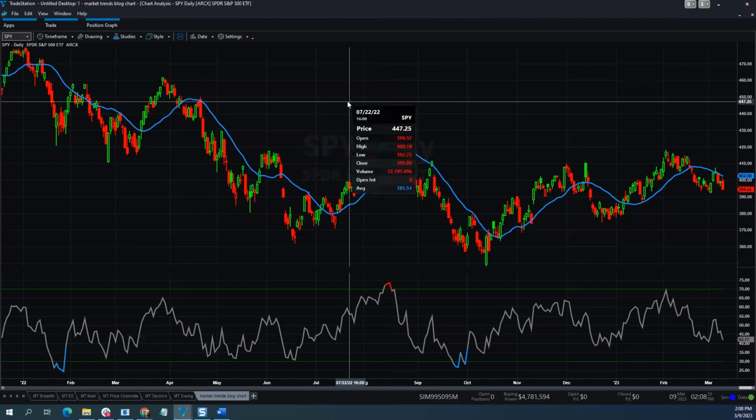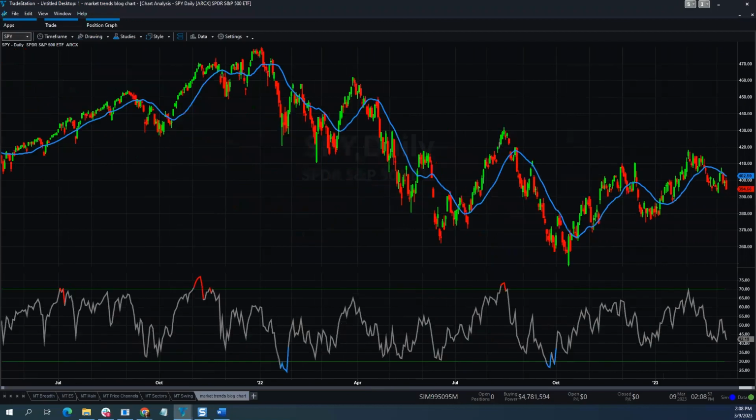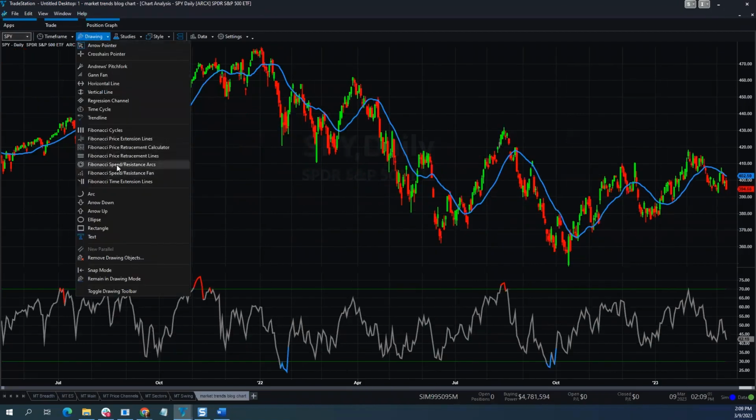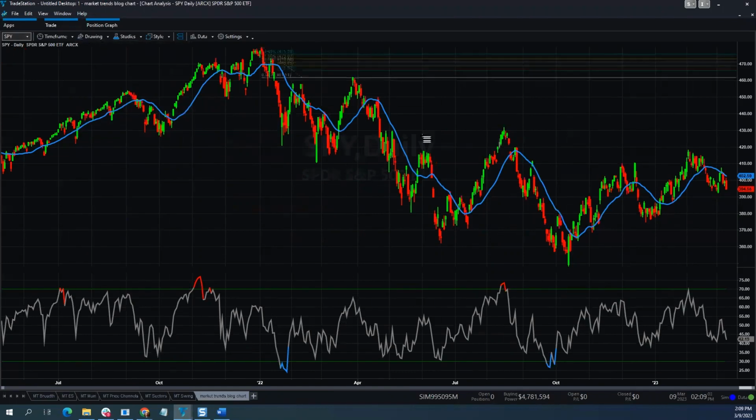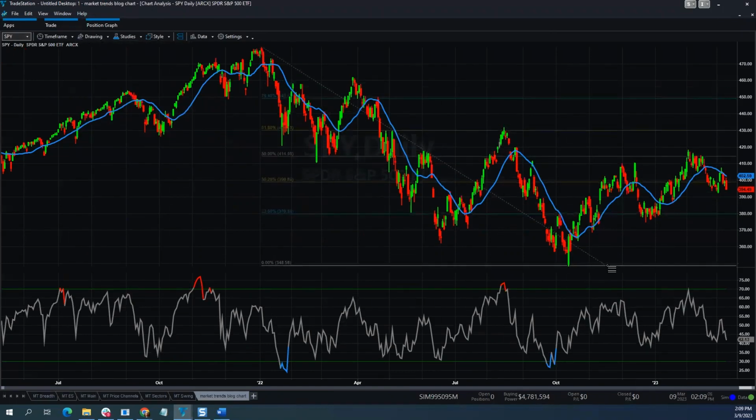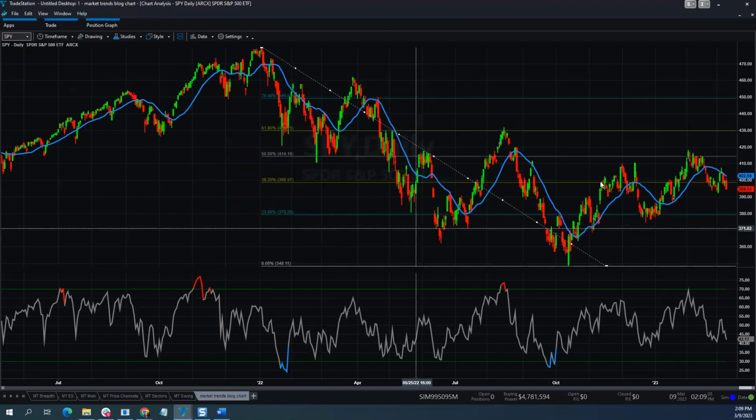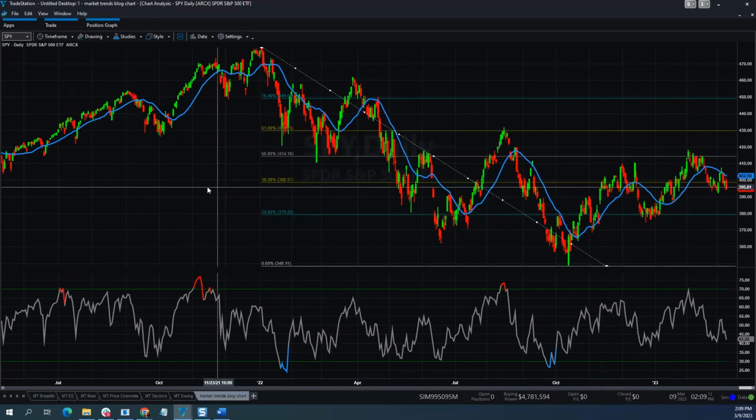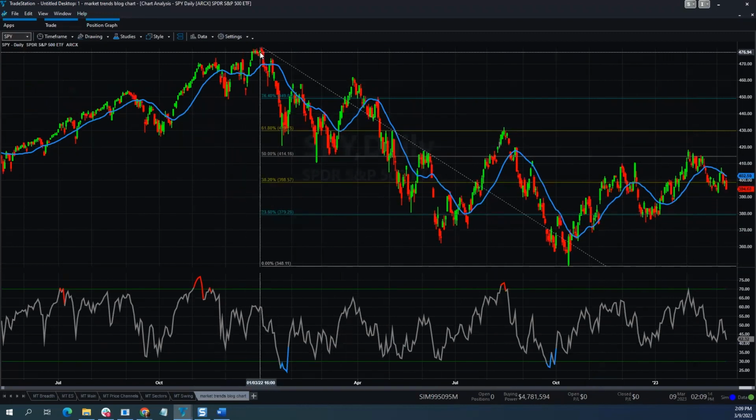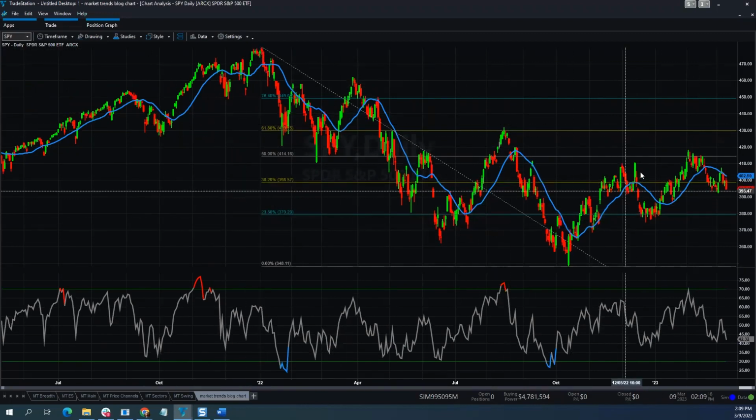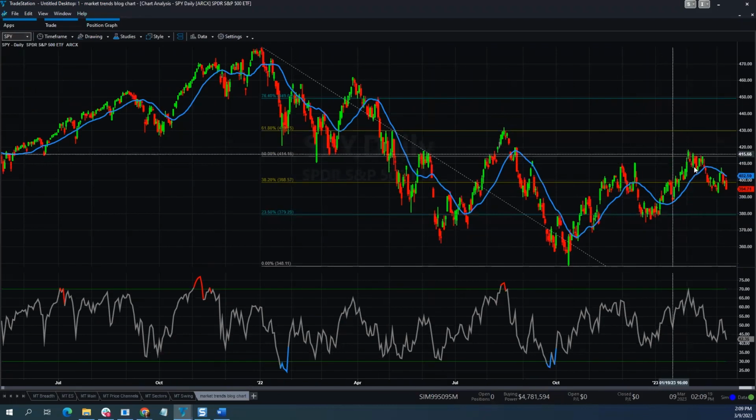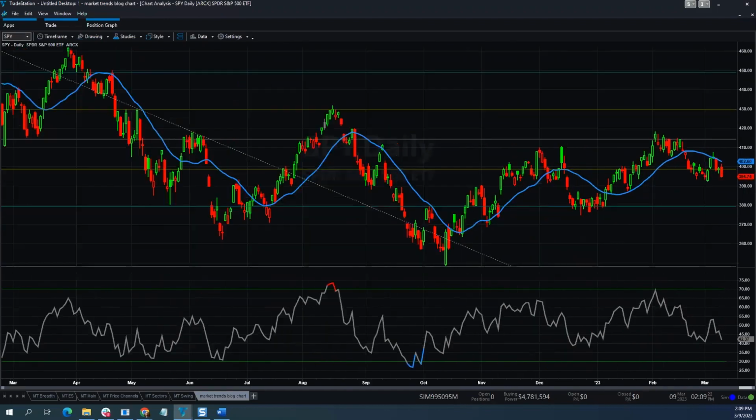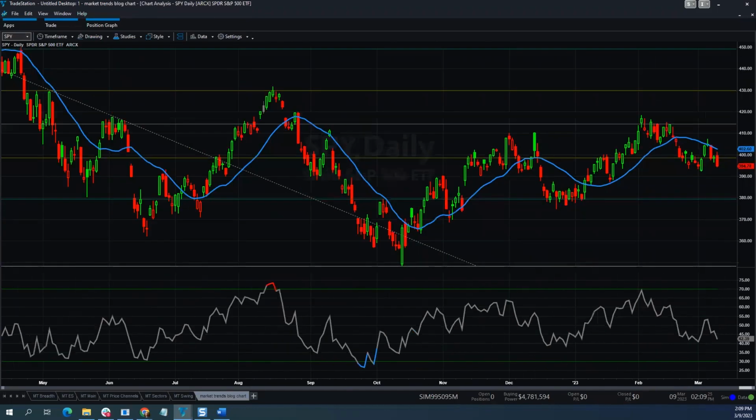All right, the one other thing I wanted to show you was Fibonacci retracement. Go to drawing, Fibonacci price retracement lines. We go from here, top to bottom. This was almost exactly a 50% retracement of the sell-off from the high to the low of the entire move last year. So that's just another thing here that kind of creates some trouble.